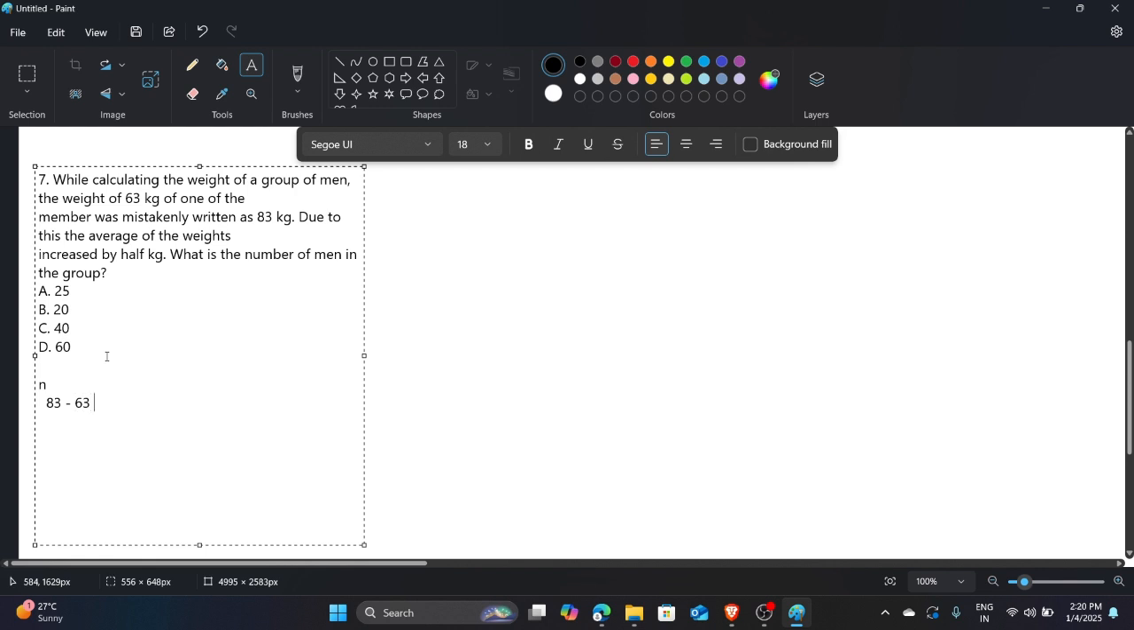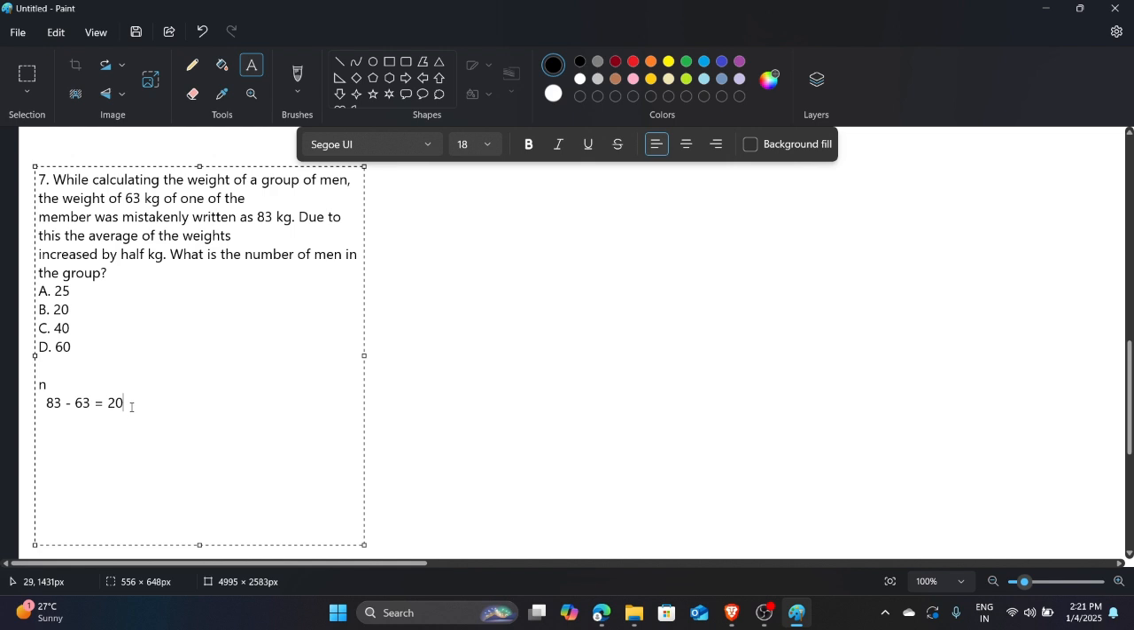It means the fault occurs because of this 20, the difference between their weights. But what they are saying is that due to this, the average of the weight increased by half kg. What is the number of men? Now this 20 is distributed to all the members, and only then the average weight is increased by half kg.